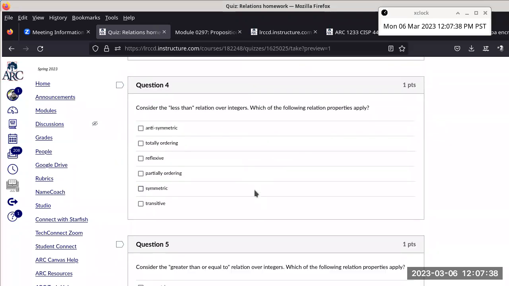Okay. Number 4, consider the less than relation over integers. 1 is less than 2, 2 is less than 3, and so on. It is anti-symmetric because there's no way to make the conjunction true on the left-hand side of the implication. If you're thinking, I have no idea what you're talking about, that means you are not familiar with the anti-symmetric property yet. It may be a good idea to get more familiarized with the definition. But the key is there's no way I can find A is less than B and B is less than A. That just doesn't happen.